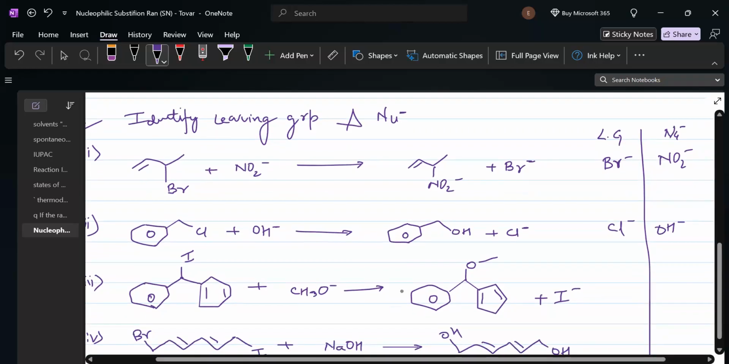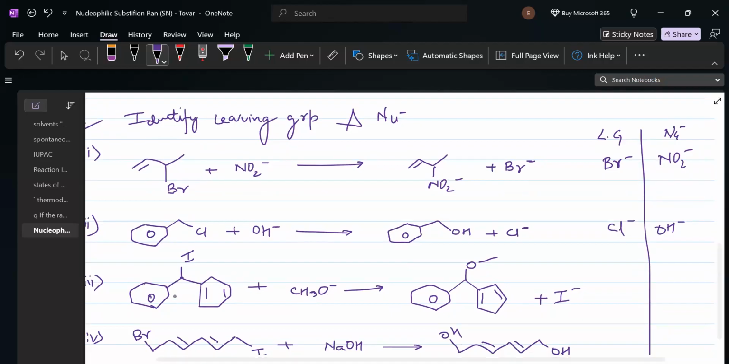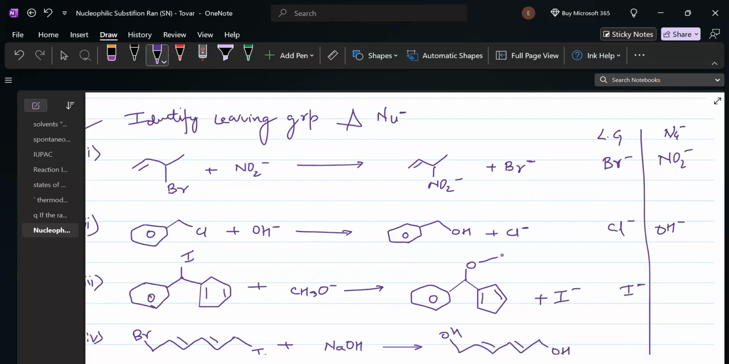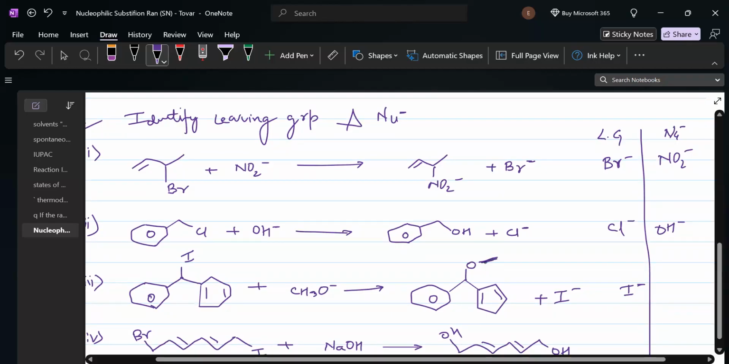CH3O minus, okay? This one is attacking this carbon, and the iodide group has been removed. So I minus has been left out, and CH3O minus has been attached. So this is methyl, right? I have not written it intentionally. You can understand it, Sufyan. This dangling thing on this oxygen, see the line. Oh, you haven't seen the line. No. Now can you see? Yeah. Mariam, can you see this line?